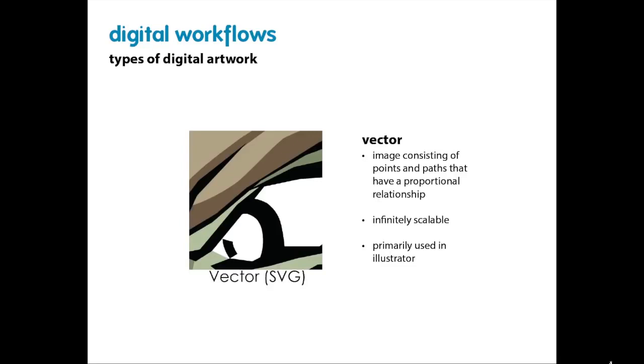Here we have an example of a vector, and you can see it's all smooth edges with fills. There are no jagged edges or sawtooth look at any of the divisions between colors. That's because vectors consist of points and paths that have a proportional relationship. When you draw a curve in a vector, the actual distance between the points isn't as important as the relative distance between the points and the curvature of the path. Because it's a proportional mathematical relationship, if you double the size, it just doubles the distance between everything. So it's infinitely scalable, very flexible, and it's primarily used in Illustrator, a little bit in InDesign.